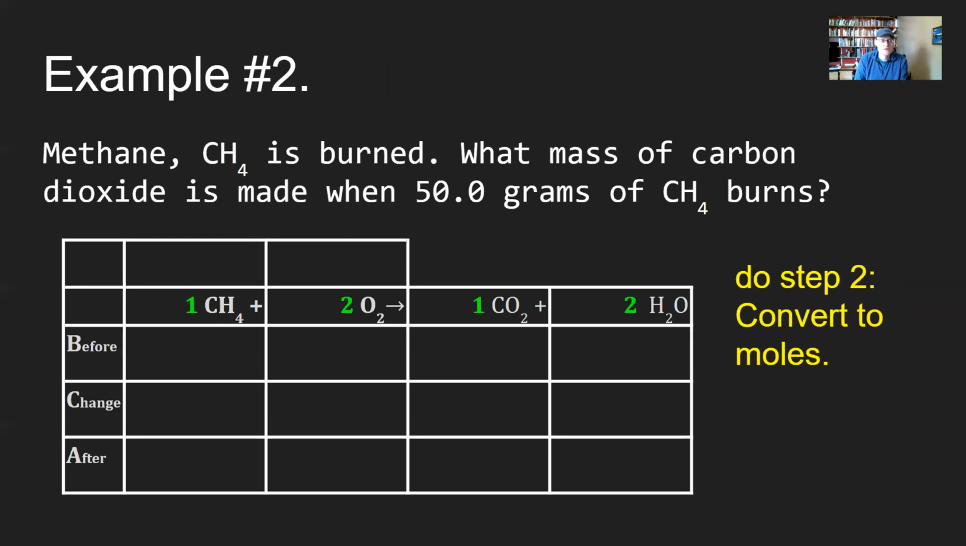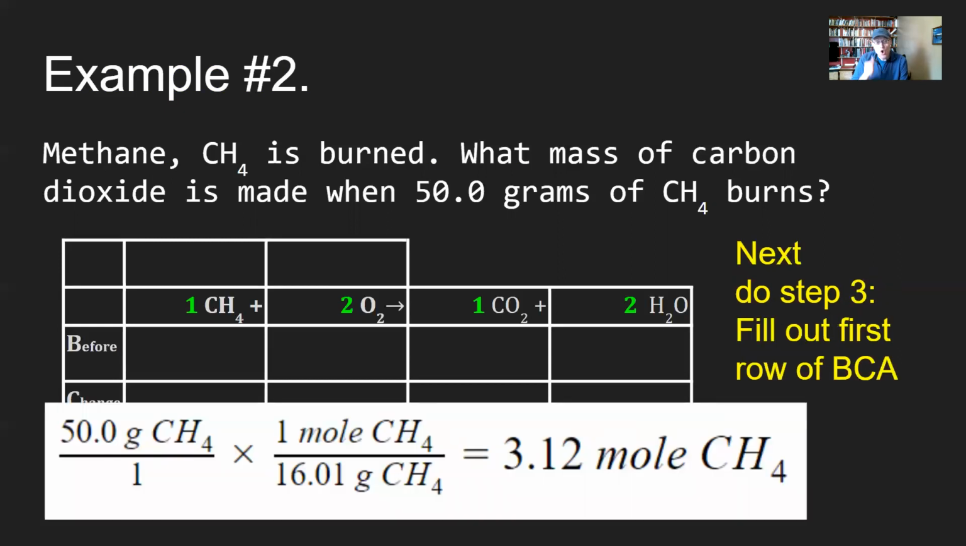You should have gotten a balanced equation of 1, 2, 1, 2 for the mole-to-mole ratio. Now go ahead and take that 50 grams of CH4 and see if you can convert that into moles. Should have gotten 3.12 moles of CH4, right? So you'll notice that the conversion is there in front of you.